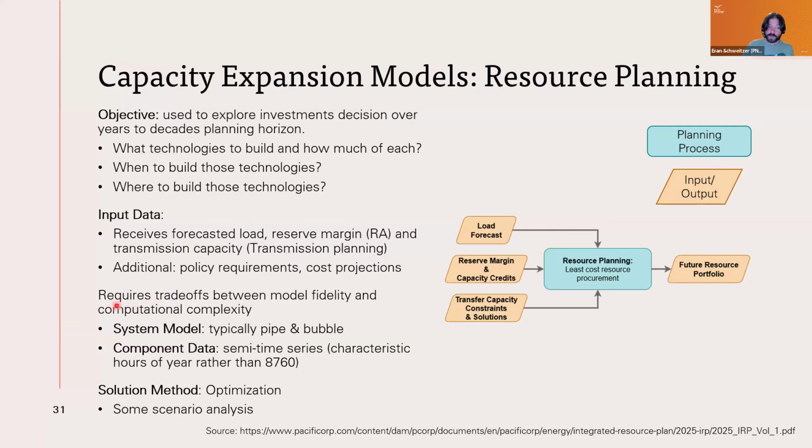We typically model these as pipe and bubble system models, right? So we're not really considering too much of the physics. And the component data is like a semi-time series. So we're going to pick just a few hours out of the 8760 rather than the whole time. The solution method is an optimization, and we may even see some scenario analysis brought into that.